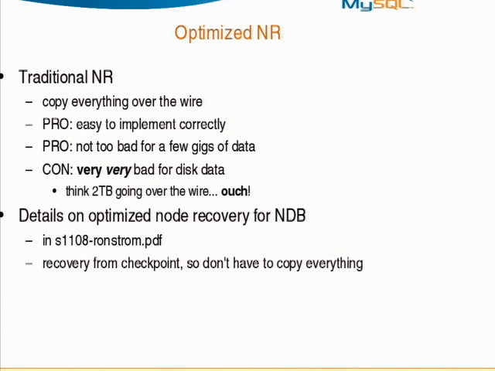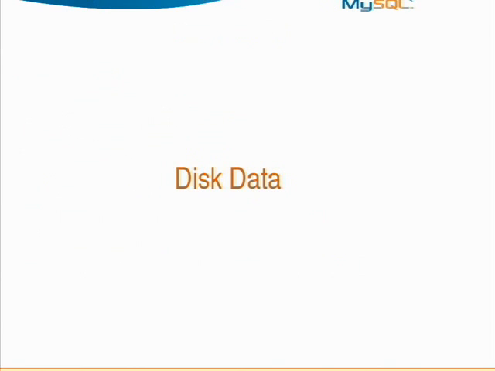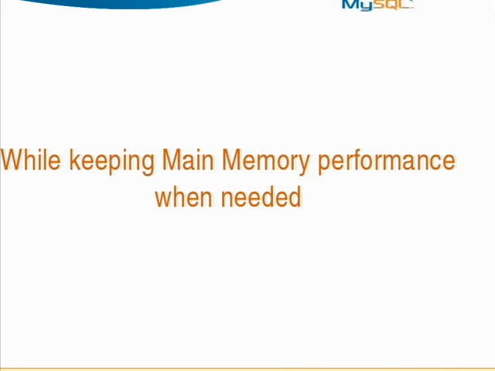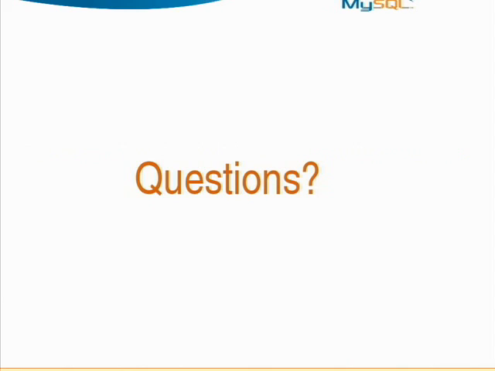So there's a paper out there for the actual algorithm and the things we considered. And basically what we do now is we can recover from checkpoints. So we copy over a delta across the wire instead of the entire data set, which gets to be quite neat and saves time. And this also works for main memory tables. But naturally, if the disk died in the node, you're going to have to copy everything across. So disk data lets you get more data inside the cluster while keeping main memory performance when needed. So you can create tables with some fields in memory and some on disk, depending on the kind of workload and transaction load you have on them.